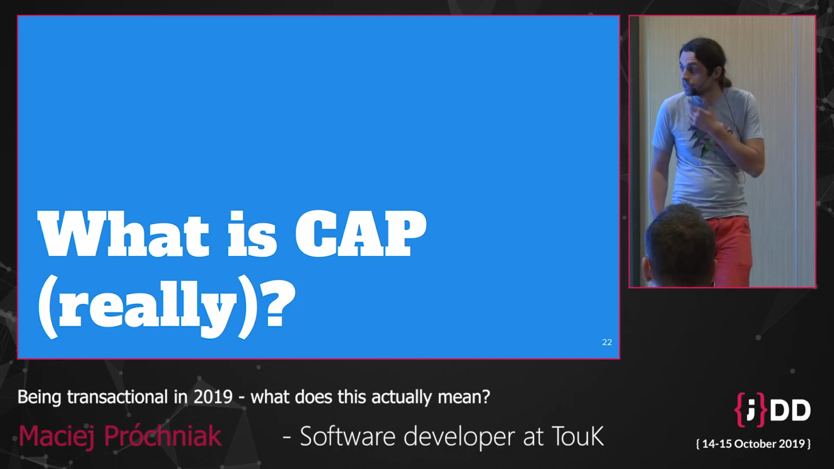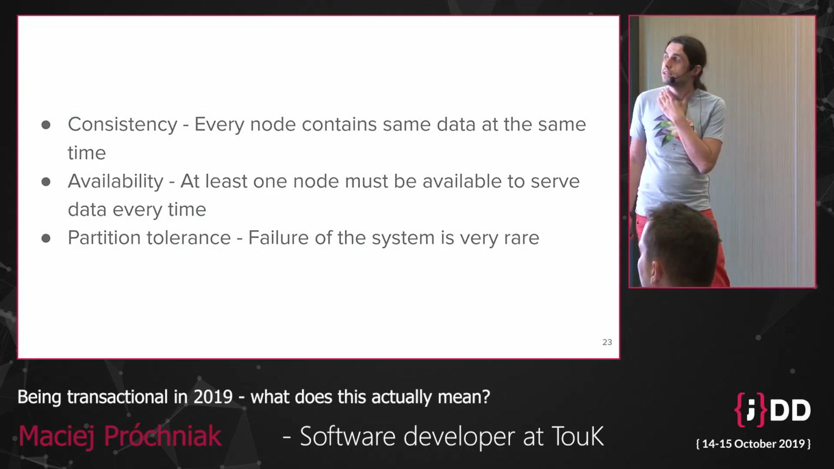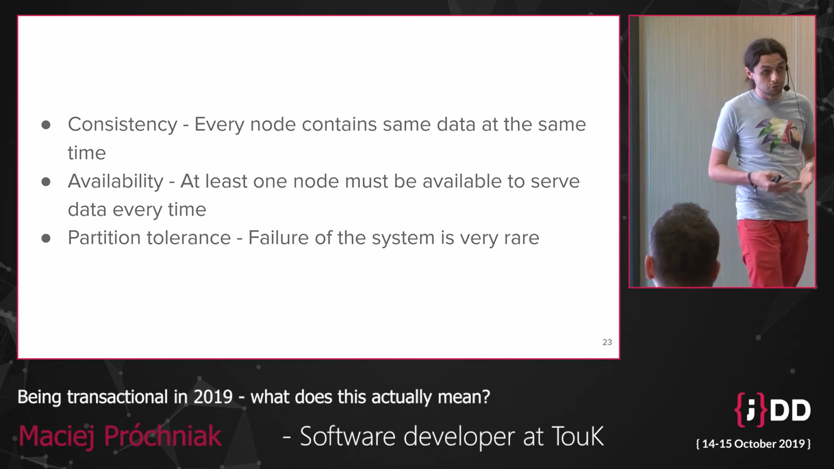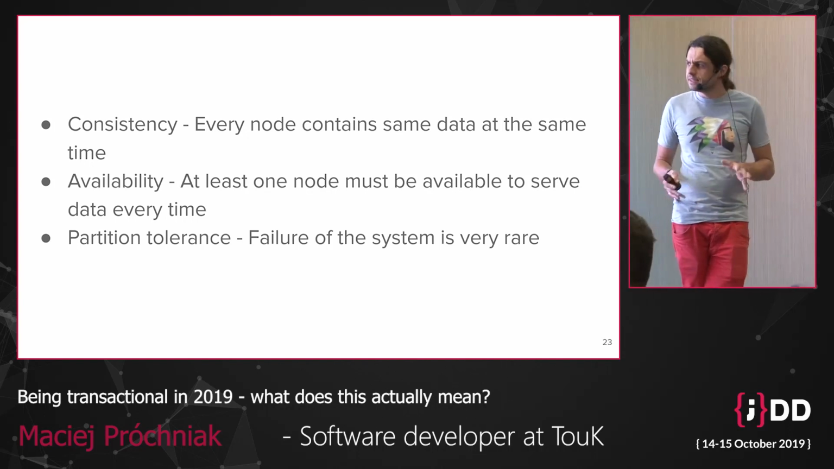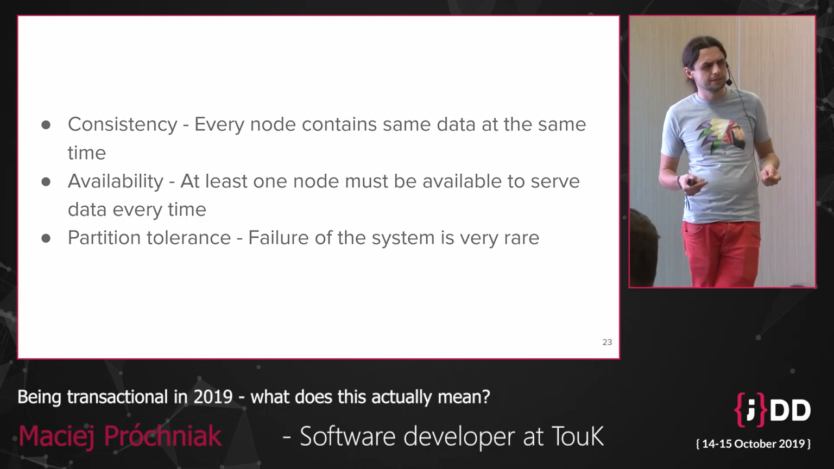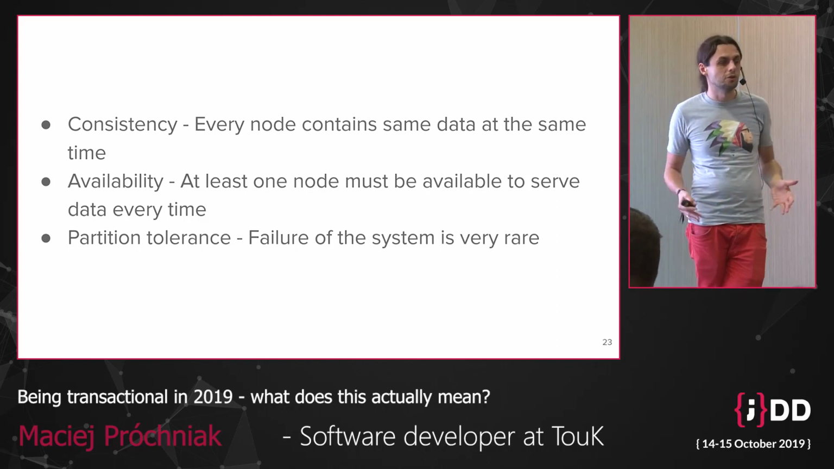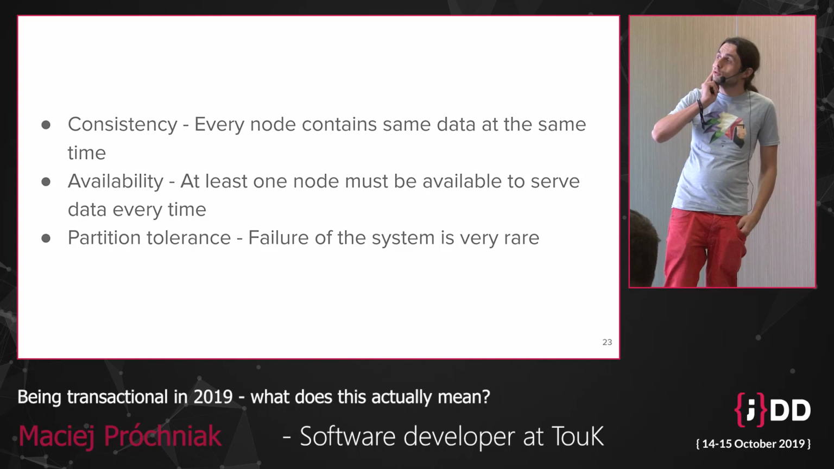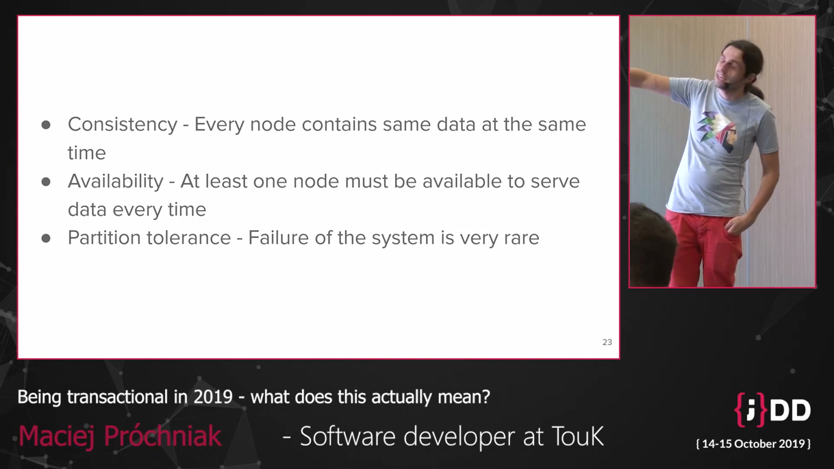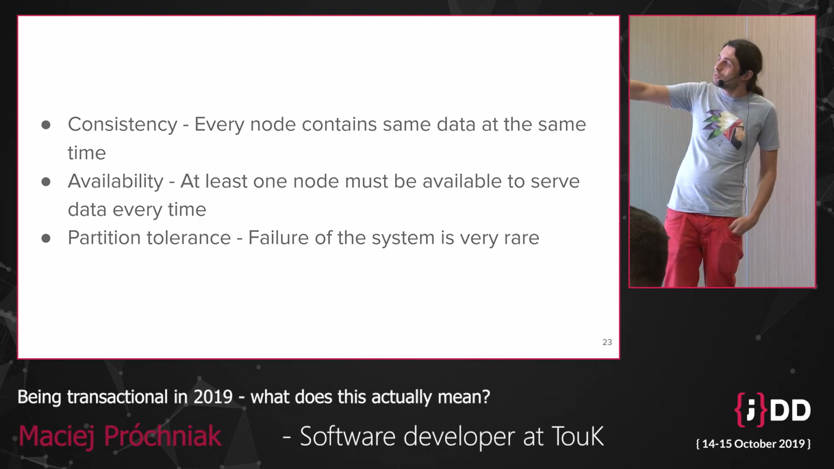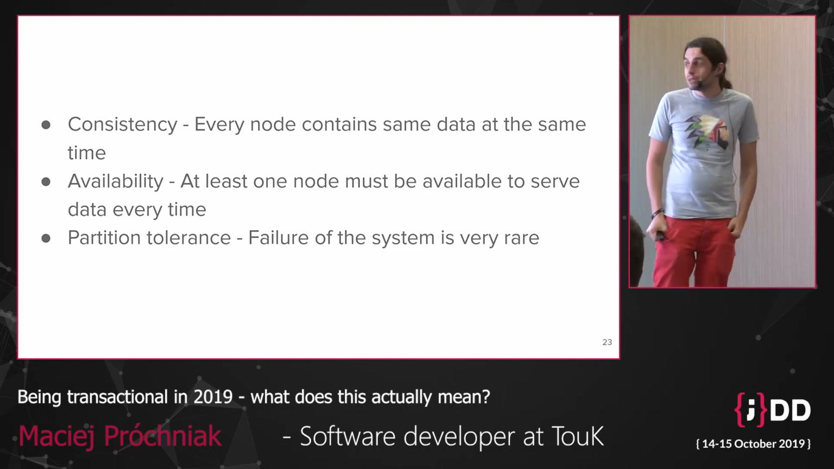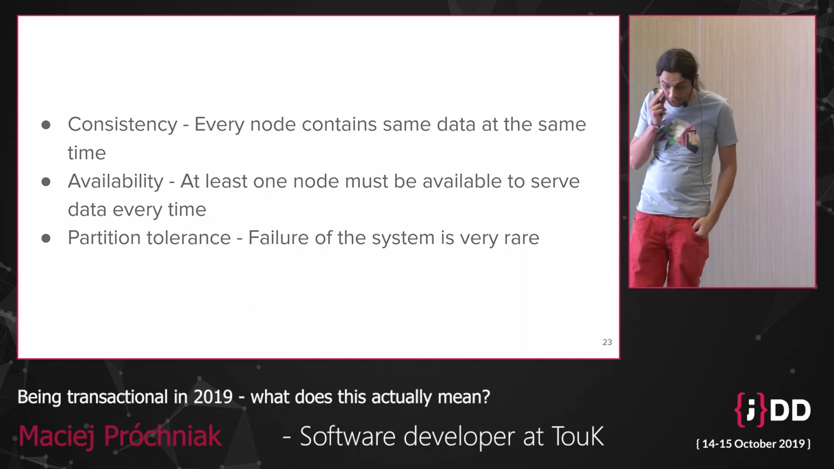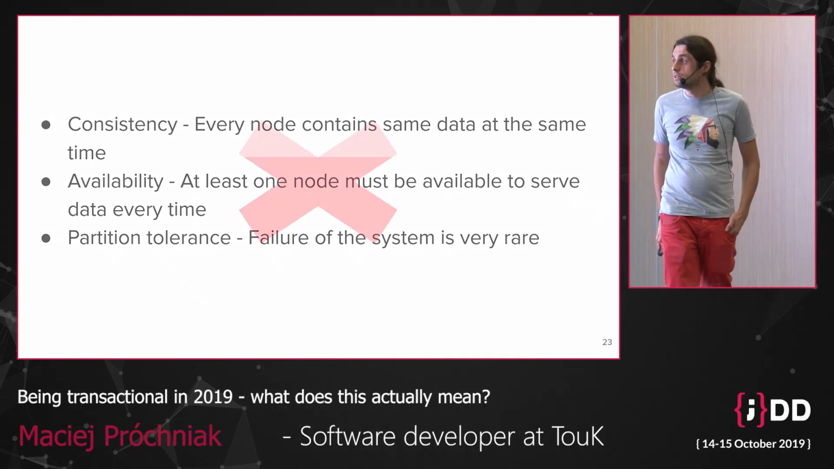What do all those databases do? And it turns out that the CAP theorem, created by Brewer almost 20 years ago, is kind of difficult to formulate precisely. This is the definition that I took from some random blog. And it turns out it's not essentially correct, so don't take photos. It says consistency: every node contains the same data at the same time. Availability: at least one node must be available to serve data every time. And failure of the system is very rare as partition tolerance. This is not a precise definition, so let's look under the hood and see what the real Brewer definitions are, right?